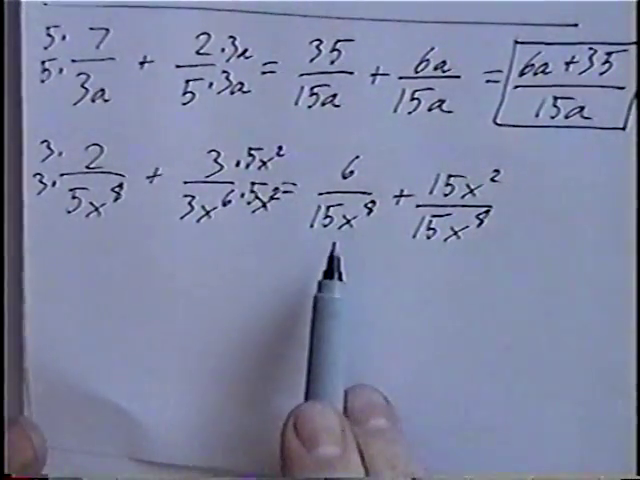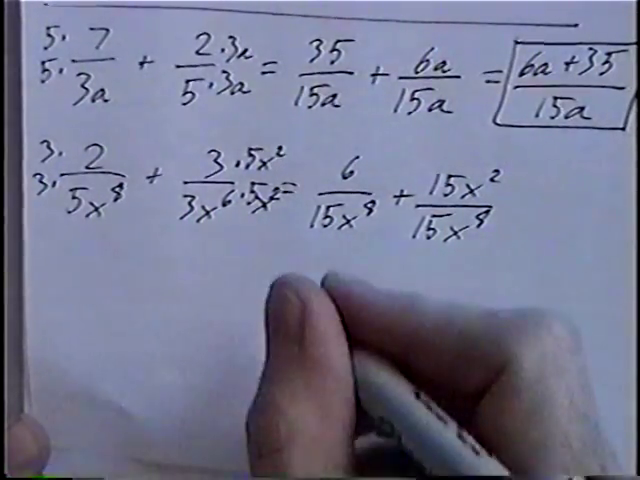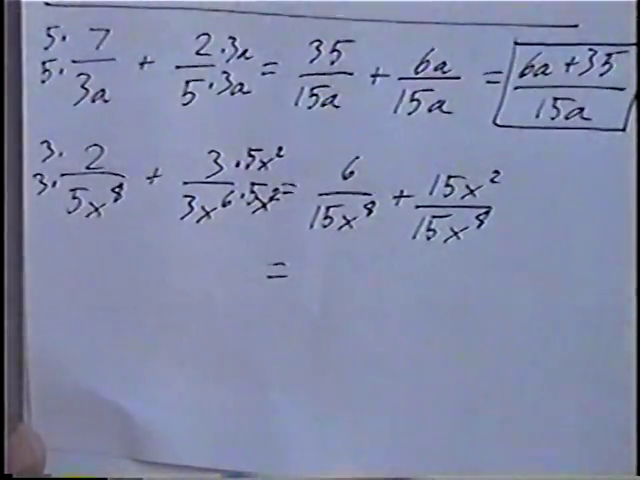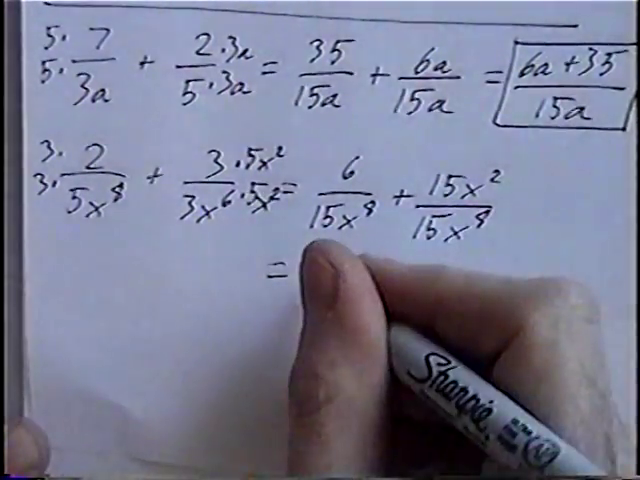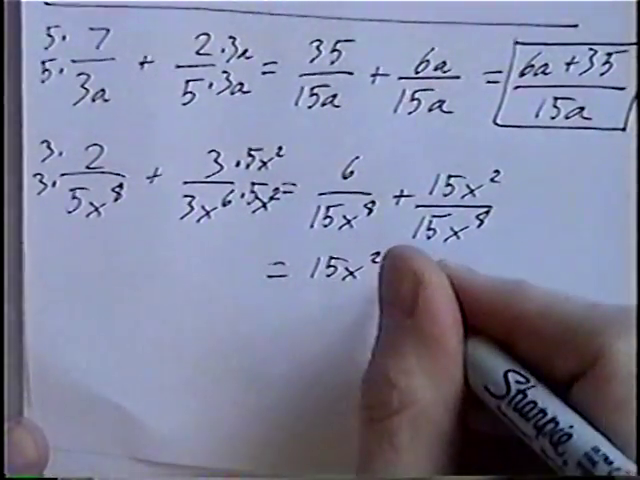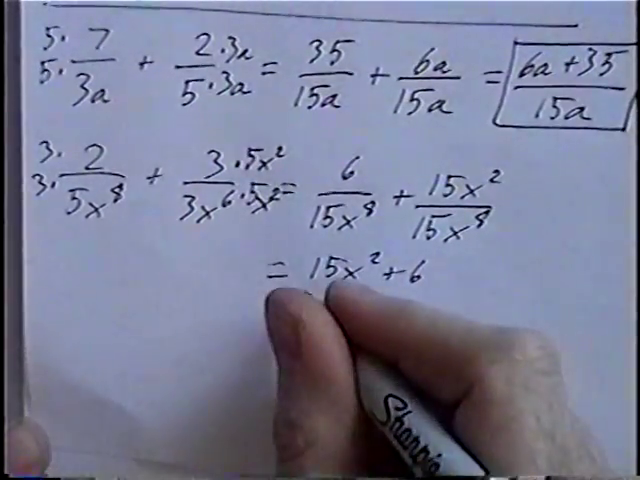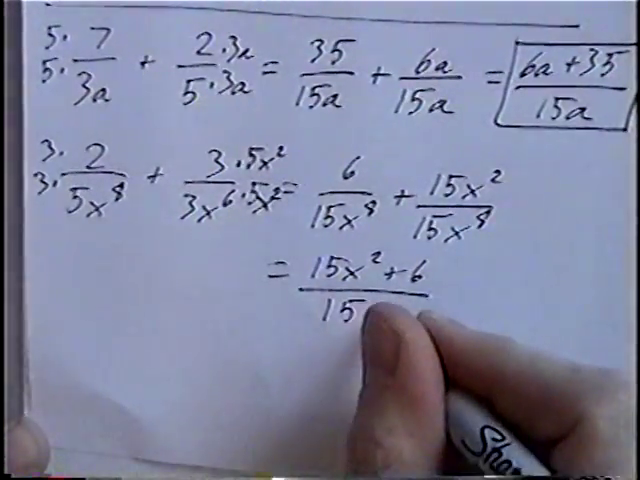And again, when you have the same denominator twice, you can add those together. Normally, again, the x's go first. So we'll have 15x squared plus 6 and divided by 15x to the 8th.